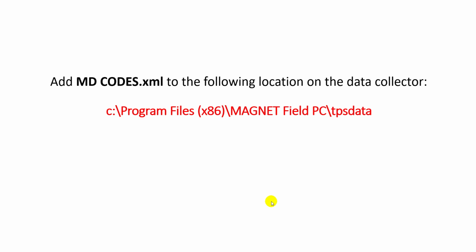Again, you'll have to go to MDA's share drive or the Maryland NRCS SharePoint site to find this specific file. But where you want to put it in the data collector is under C, Program Files, x86, Magnet Field PC, and then TPS Data.